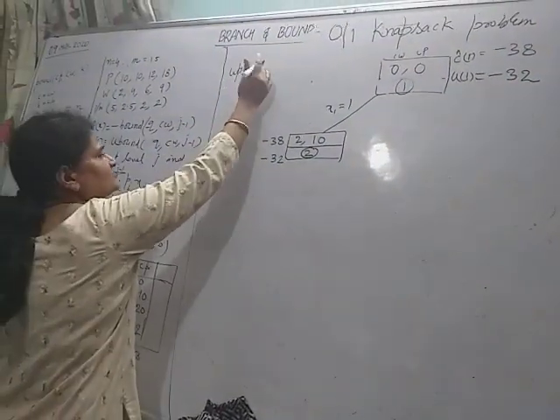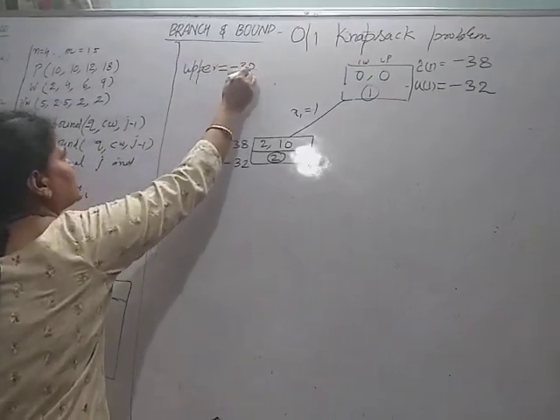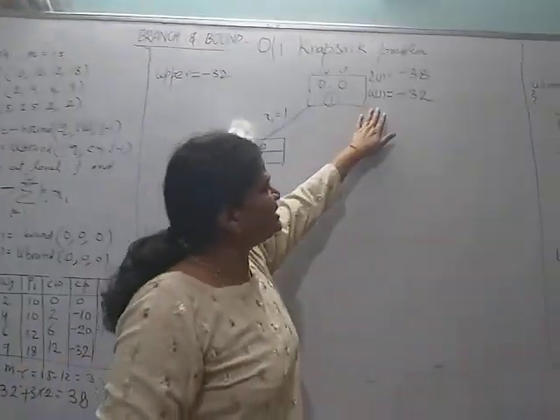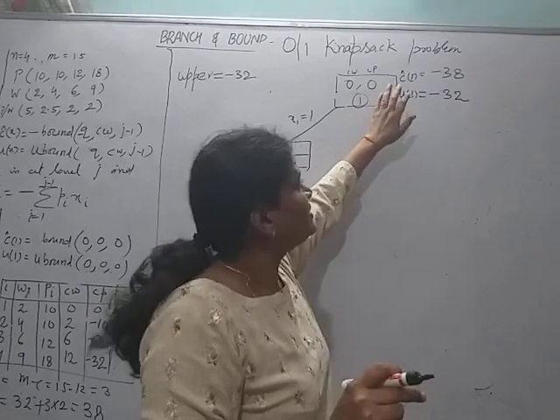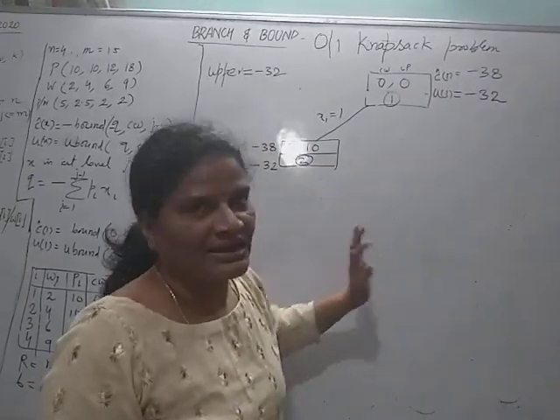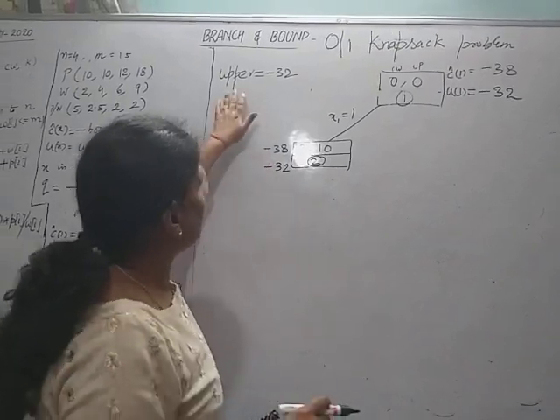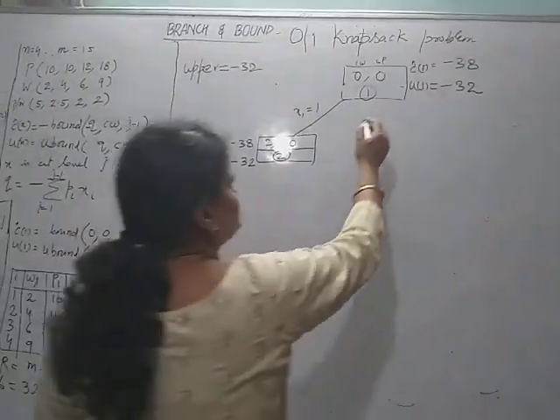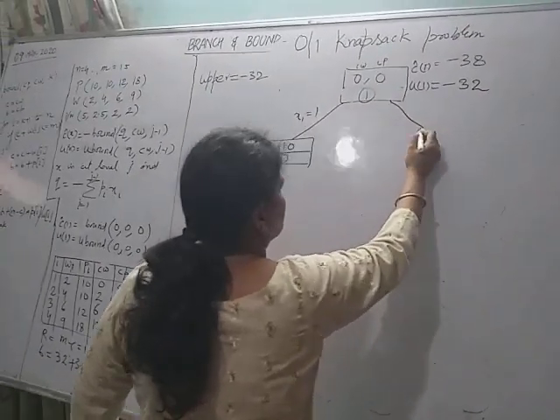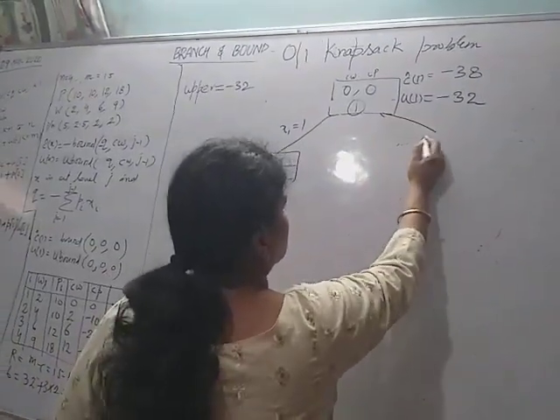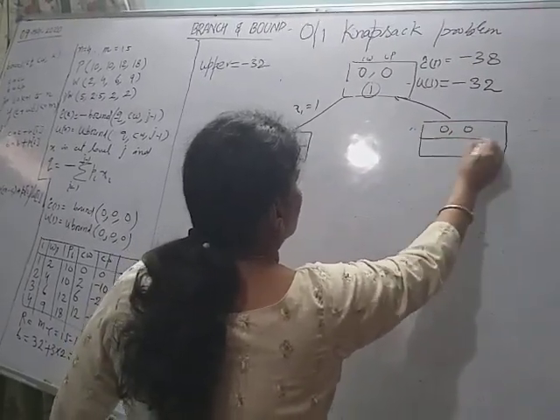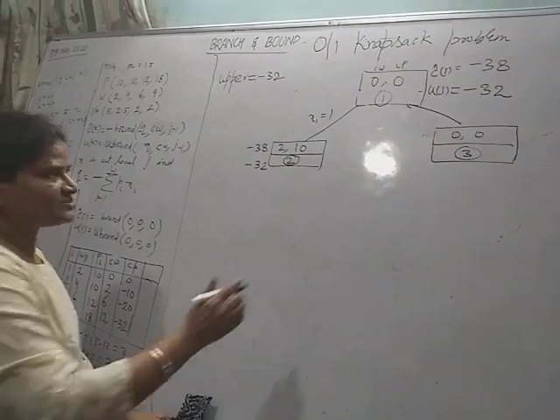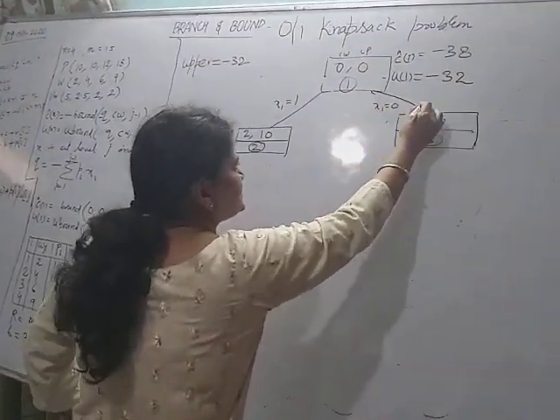Okay, so here at 1, upper is initialized with minus 32. What it is saying is simply that from this node, the cost of reaching the answer node is minus 32. So here the upper is minus 32. Same, if we come here, 0, 0 and the node is 3. So here it is required to compute what? C and U.